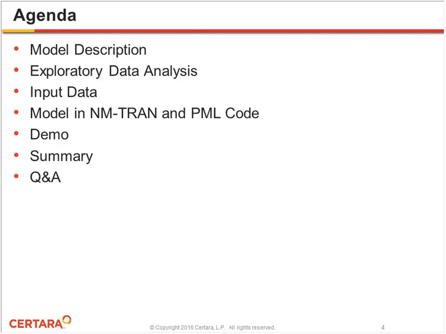So here's a typical agenda for this series. We will always start with a short model description. Then we do some initial data exploration. We will take a look at the input data for the model, but the main part of the presentation will be the review of the model code, where we present the NMTRAN code side by side to the PML code.